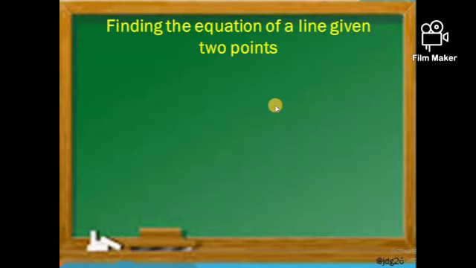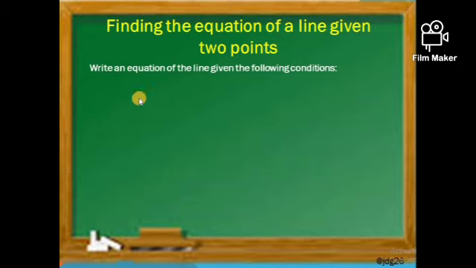Good day everyone! Today, ang i-discuss natin ay tungkol sa finding the equation of a line given 2 points. So let's have some examples. Write an equation of the line given the following conditions. Number 1, passing through the points (-1, 3) and (1, 1).